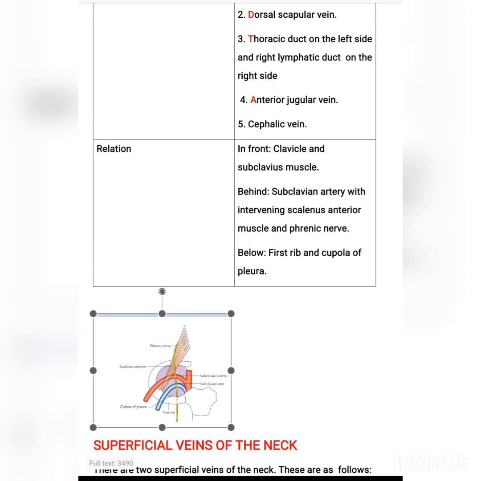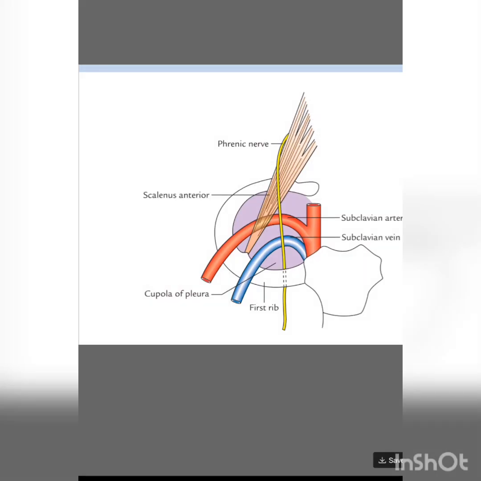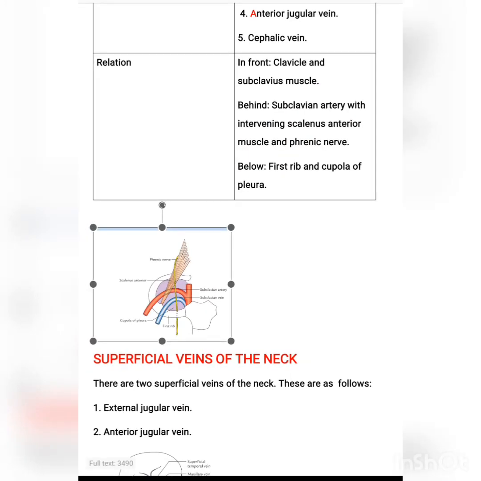Now, the relations of this subclavian vein: in front, it is related to the clavicle and the subclavius muscles. Behind, it is related to the subclavian artery with the intervening scalenus anterior muscle and the phrenic nerve. Below, it is related to the first rib and the cupola of the pleura. So from here you can see the relations: below, the cupola of pleura and first rib; behind, the subclavian artery and phrenic nerve; in front, the clavicle and subclavius muscles.